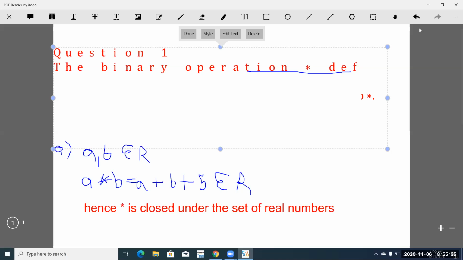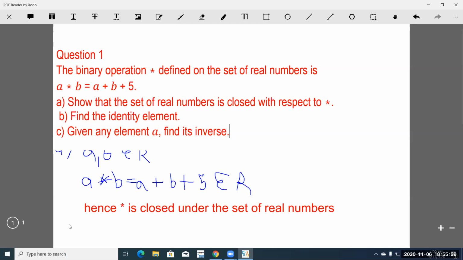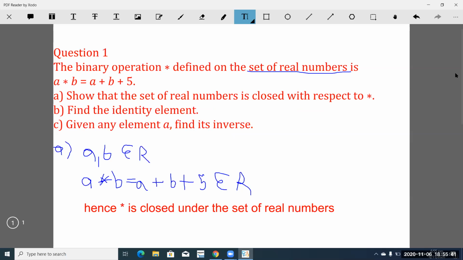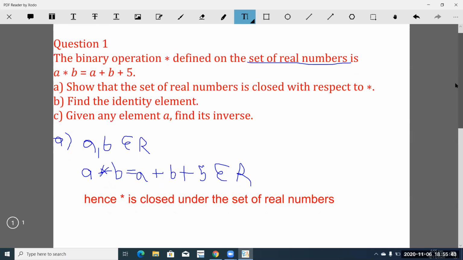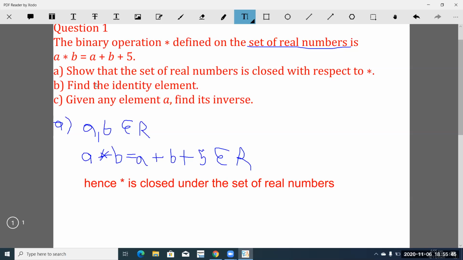That's what closure means. Now part B says find the identity element. How are we going to find the identity element?